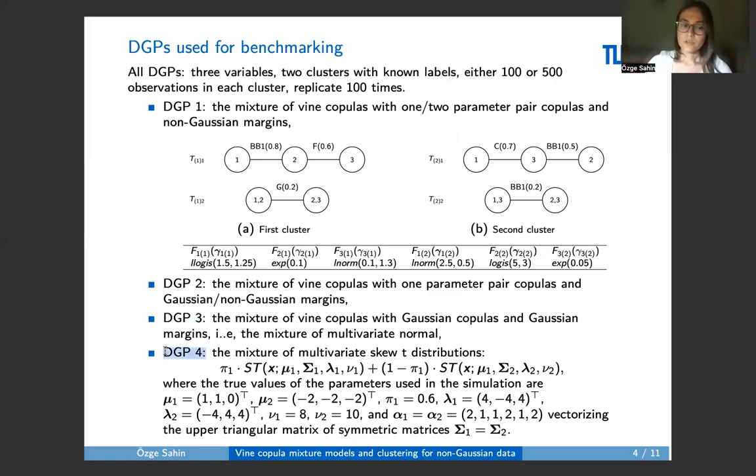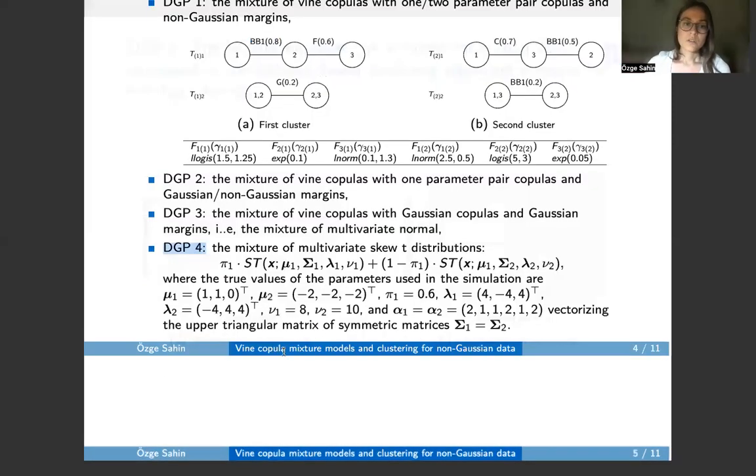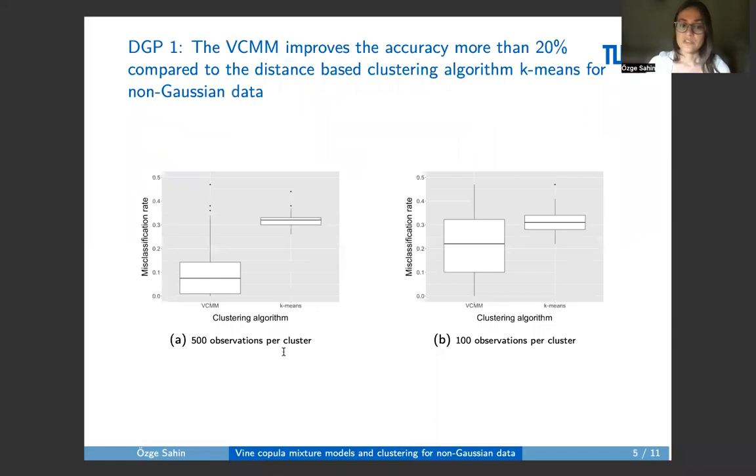And in the fourth, the last scenario, we are using a misspecification scenario, a mixture of multivariate skew t distributions, to test our methods also in a misspecification setting. To start with, in the first data generating process, from a mixture of vine copulas, we see that our algorithm improves the accuracy by more than 20% compared to k-means for this non-Gaussian, non-elliptical data.